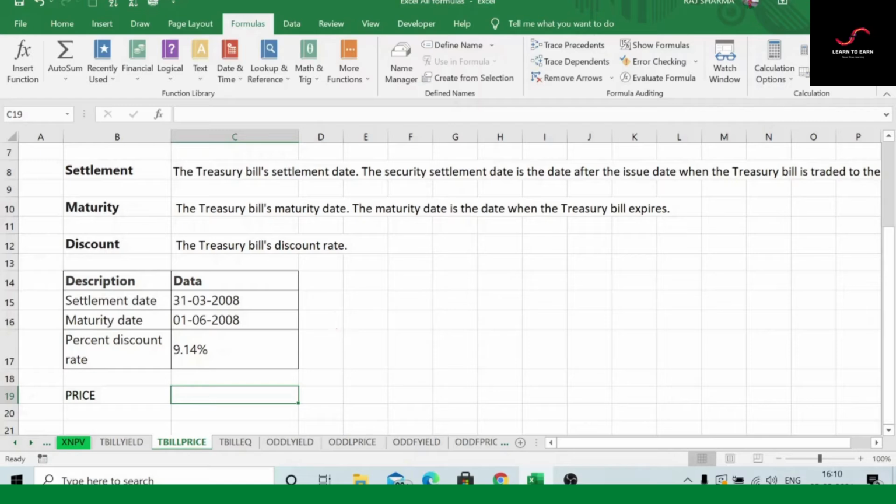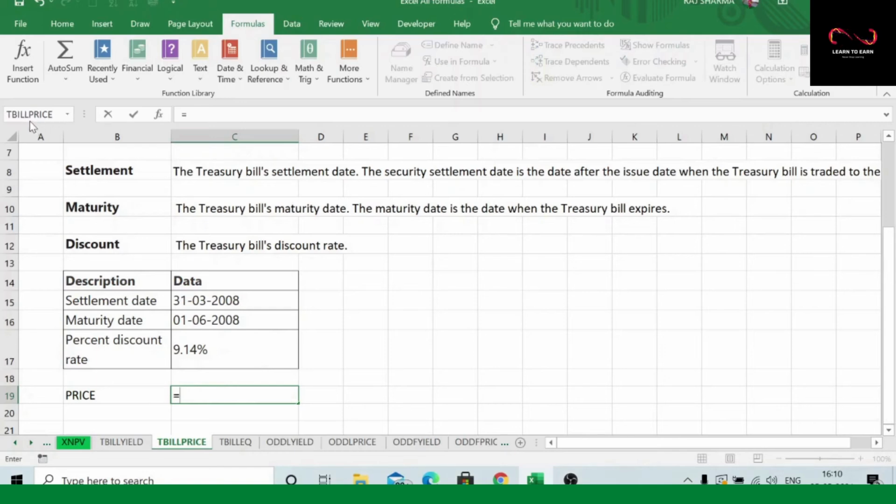So here is a case. Let us say I have purchased a treasury bill on 31st March 2008. This treasury bill may have been issued prior to this date, and I have purchased it from some secondary holder. Then the maturity date of this treasury bill is 1st of June 2008. The discount rate at which I have purchased it is 9.14%. Now let us try to arrive at what is the price of this treasury bill.